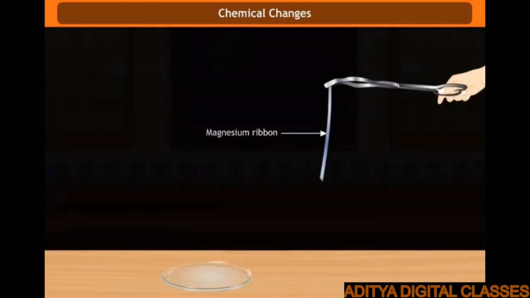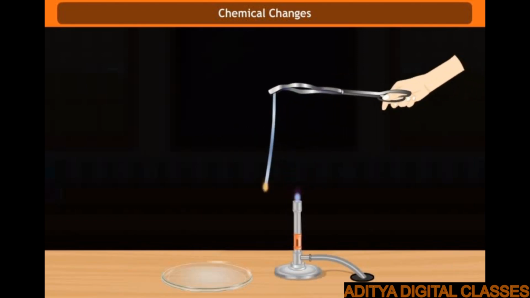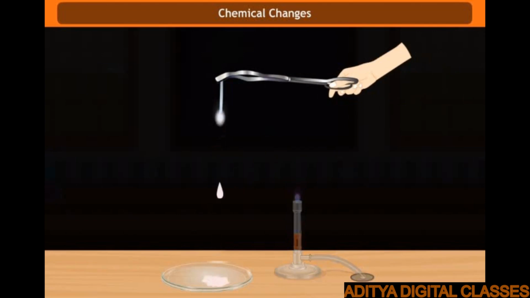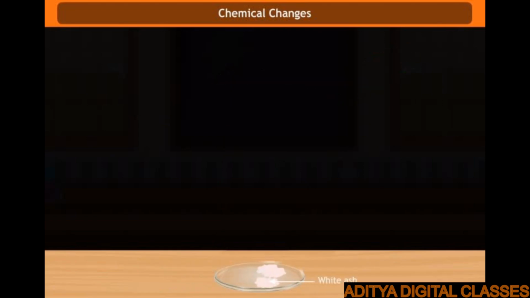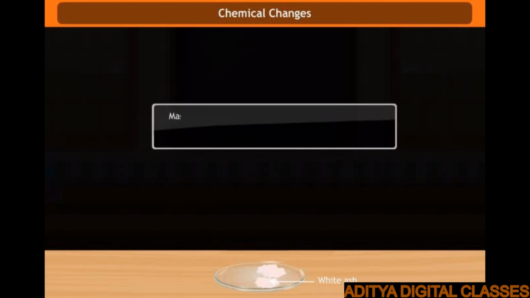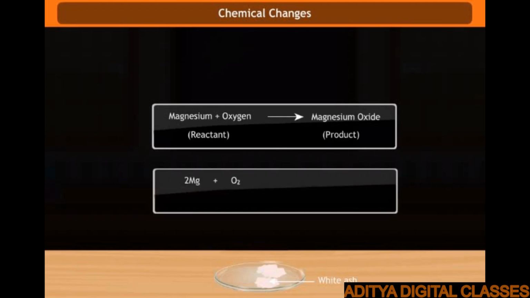Take a magnesium ribbon, hold it at an appropriate height over a Bunsen burner with the help of a pair of tongs. You will observe that the magnesium ribbon starts burning. Collect the ashes in a watch glass. What do you observe? Magnesium ribbon burns with a white flame and changes into white powder. This white powder is magnesium oxide, which is formed as a result of a chemical reaction between magnesium ribbon and oxygen present in the air. Hence, it can be said that magnesium reacts with oxygen to produce magnesium oxide.